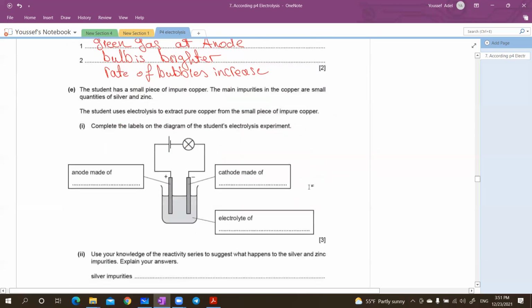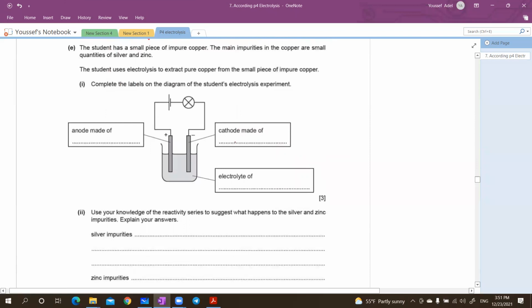The student has a small piece of impure copper and he wants to purify it. As we said, to purify the copper, you have to put the impure copper at the anode and the pure copper at the cathode. And the electrolyte is copper sulfate solution.